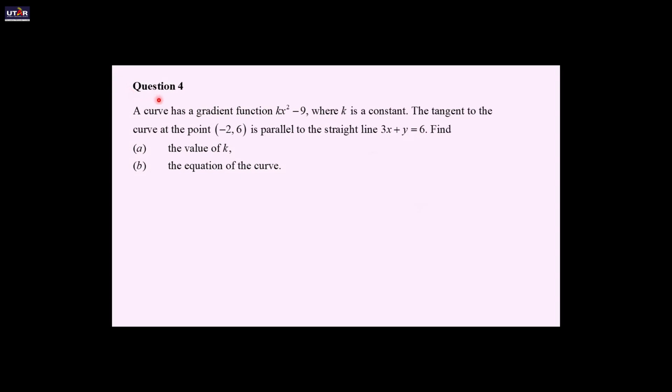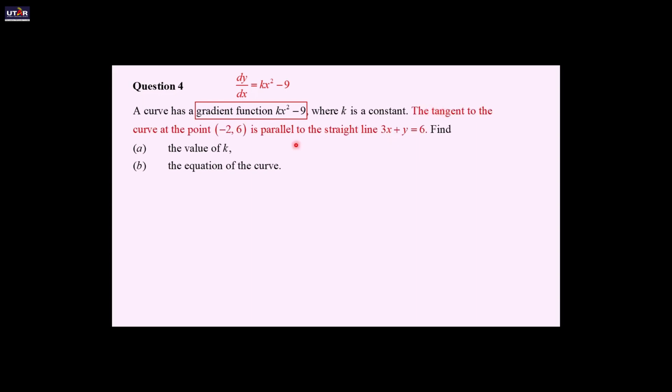Let us proceed to question 4. This question is quite similar to question 3. You are given that a curve has a gradient function kx squared minus 9, where k is a constant here. Therefore, we can also write dy/dx is equal to kx squared minus 9. The tangent to the curve at the point (-2, 6) is parallel to the straight line 3x plus y is equal to 6.